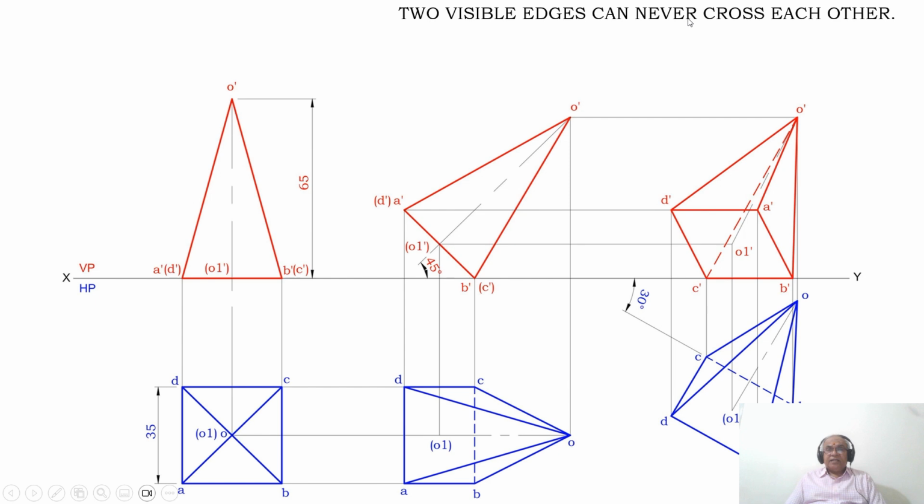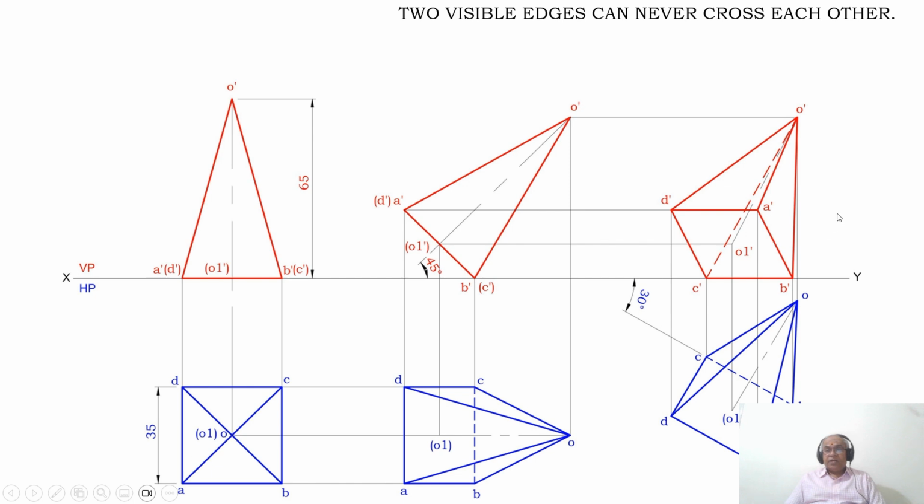Similarly, two visible edges can never cross each other. So which is the other edge which has not been completely shown? It's only this edge that is left out. As we know, the base A dash, B dash, B dash, C dash, C dash, D dash and D dash, A dash is visible. Since this edge, O dash, C dash is crossing this visible edge A dash, D dash, these two visible edges can never cross each other.